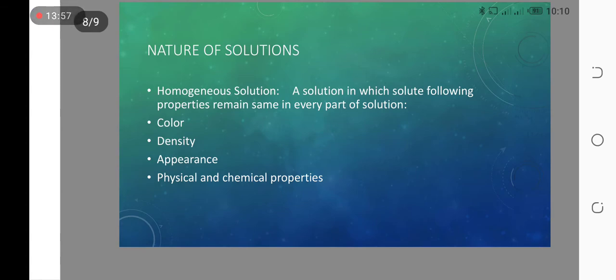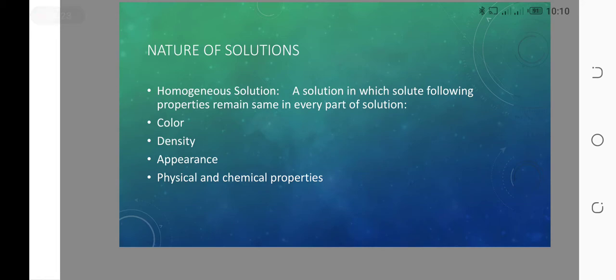Now we will move towards the nature of the solution. We have discussed how the solution is formed. Now we will discuss the nature of solution. So there are two natures of the solutions. First nature is homogeneous solutions, and the second nature of solution is non-homogeneous solutions.